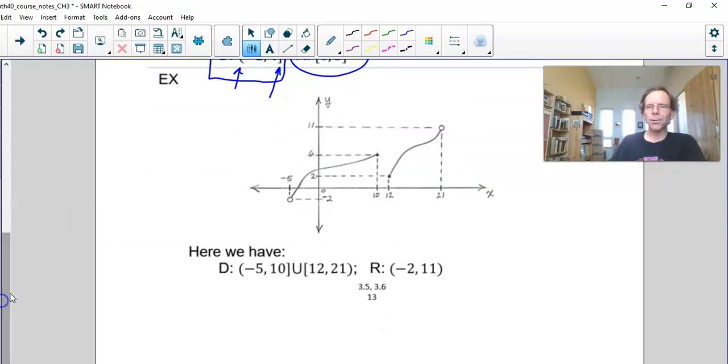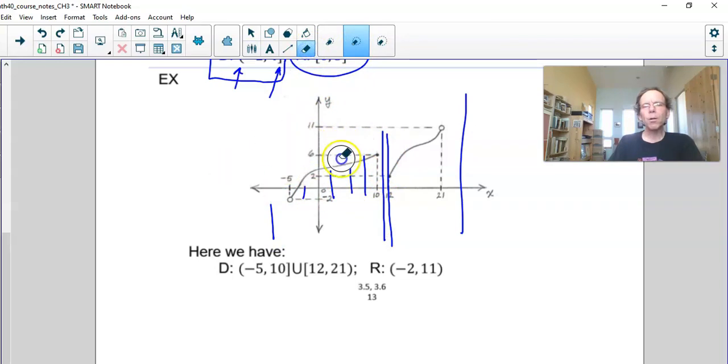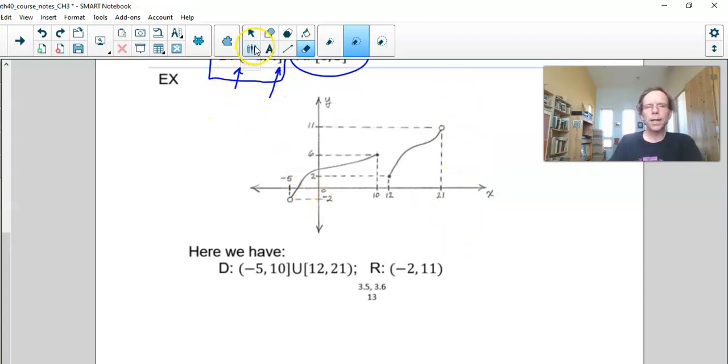This next one's kind of cool. It's 2 pieces. This is a piecewise function, and it is a function. You can see that any vertical line you choose touches the graph at most once. Some places it doesn't touch it at all, out here and here and in the middle between the 2 pieces. But yeah, a vertical line touches at most once. It's a function. So what's the domain and what's the range?